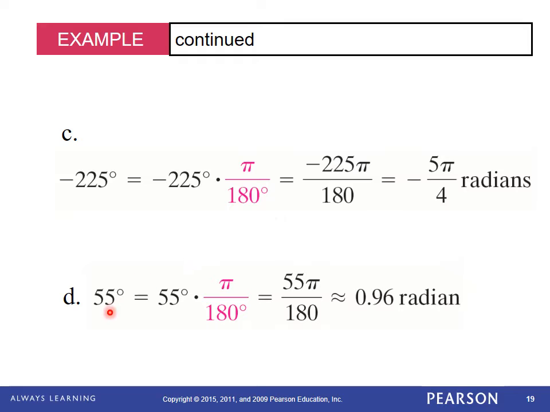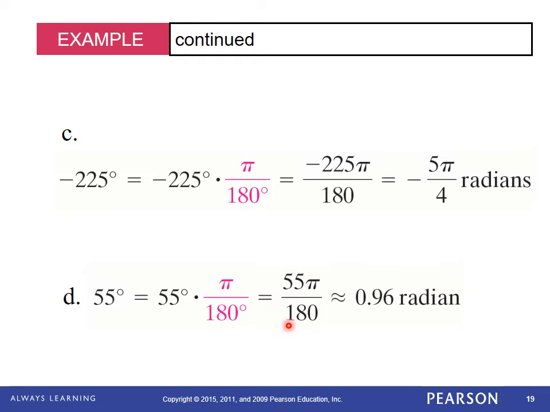All right, what happens on the homework when that number really does not reduce nicely with the 180? So 55 degrees, the degree symbol goes away. 55 into 180, that's not going to be very nice. It's going to be something we don't like. And I'll show you which ones we like and we don't like later on.